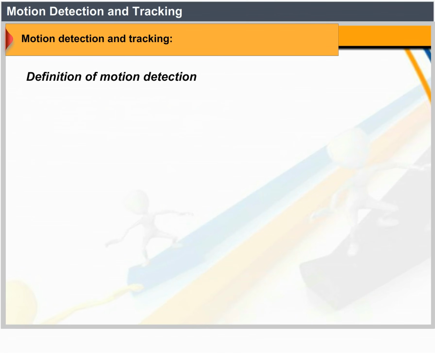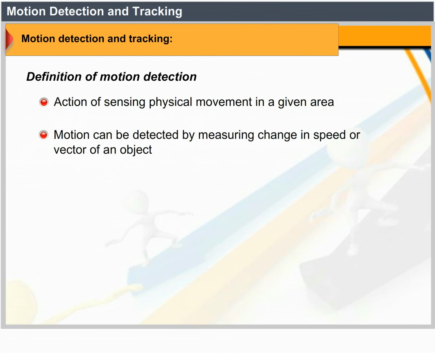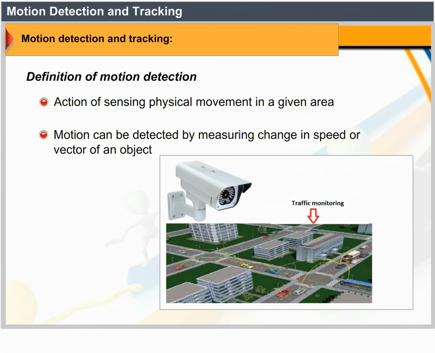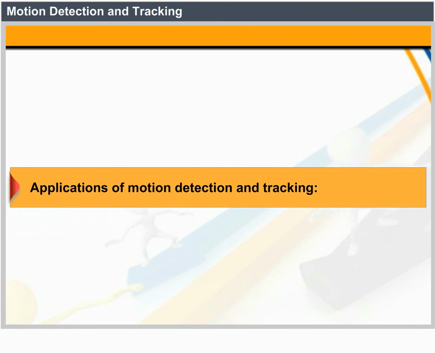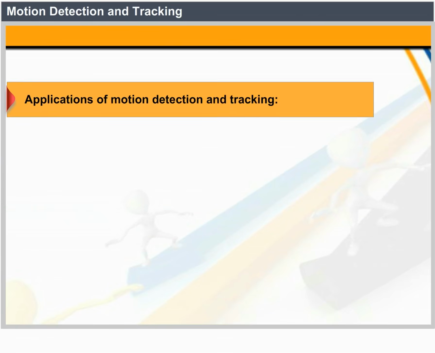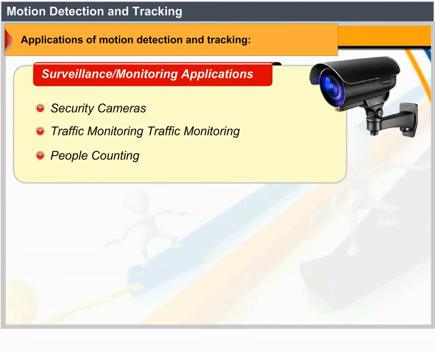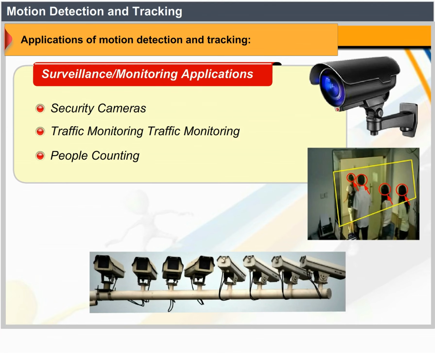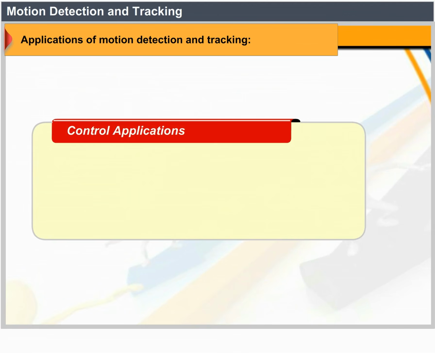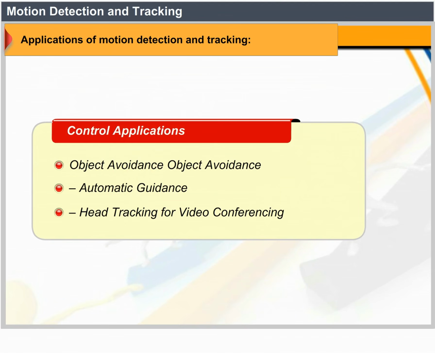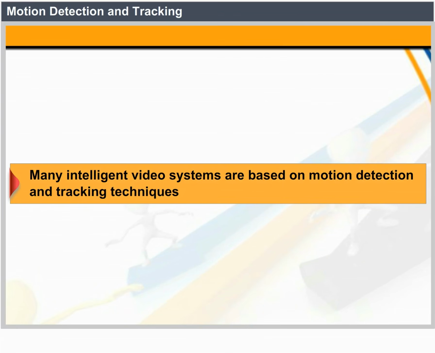Definition of motion detection: action of sensing physical movement in a given area. Motion can be detected by measuring change in speed or vector of an object. Applications of motion detection and tracking. Surveillance, monitoring applications: security cameras, traffic monitoring, people counting. Control applications: automatic guidance, head tracking for video conferencing. Many intelligent video systems are based on motion detection and tracking techniques.